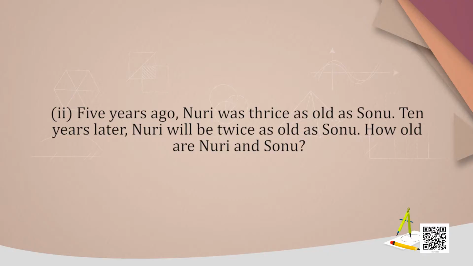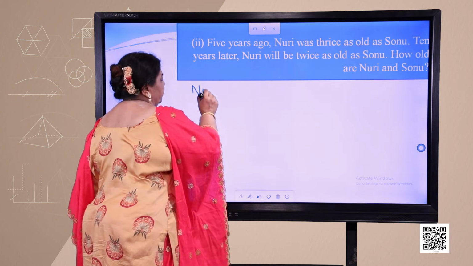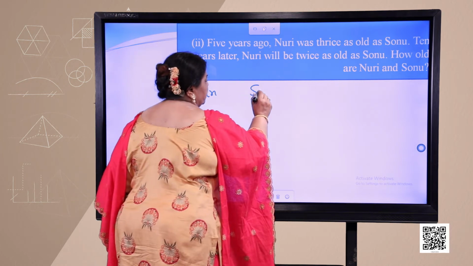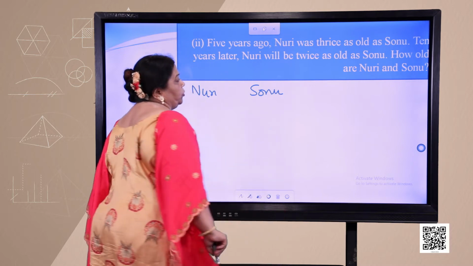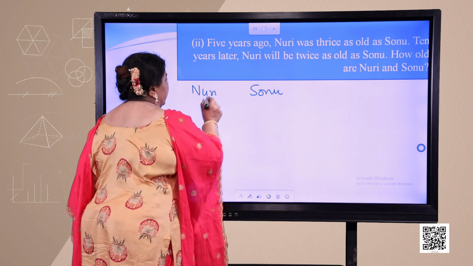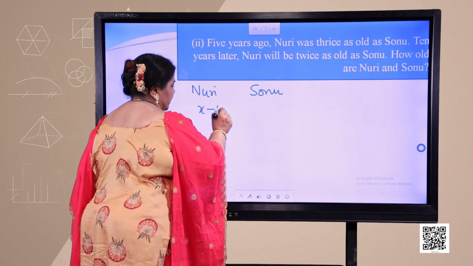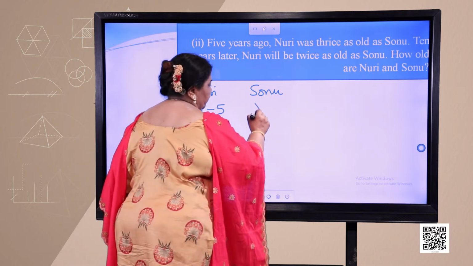5 years ago, Noori was thrice as old as Sonu. 10 years later, Noori will be twice as old as Sonu. How old are Noori and Sonu? Let us take Noori here, and this is Sonu. How to frame the equation? 5 years ago, ago means it is before. So, let the Noori's age be x and Sonu's age be y.